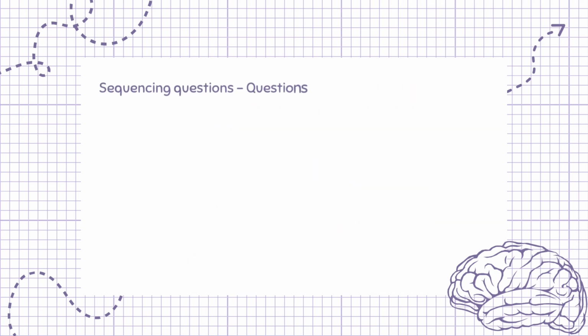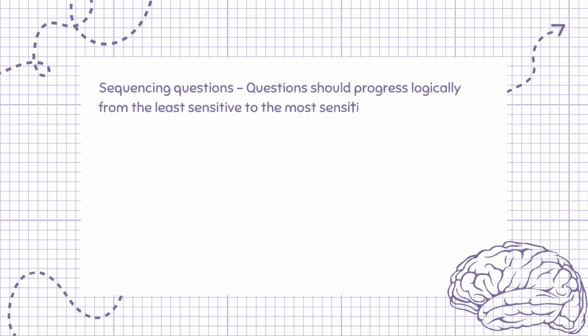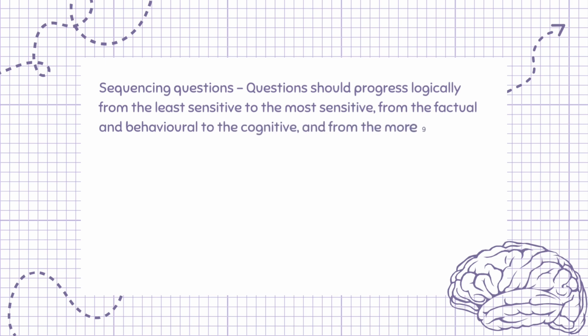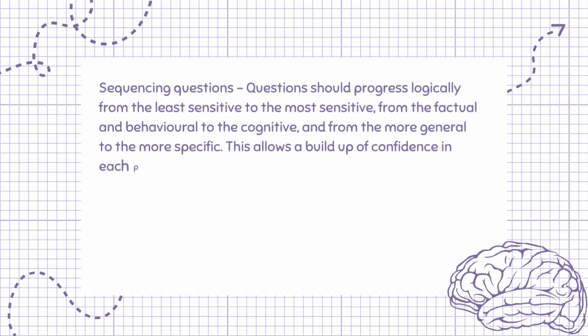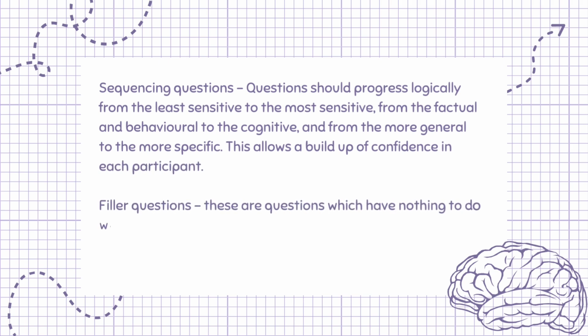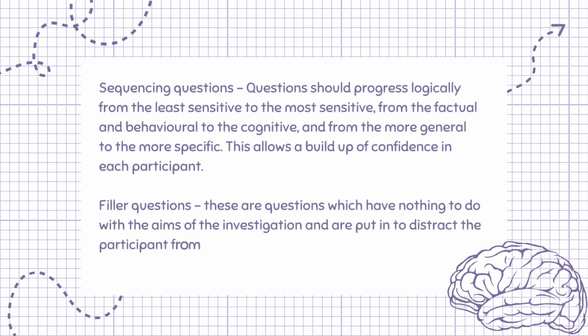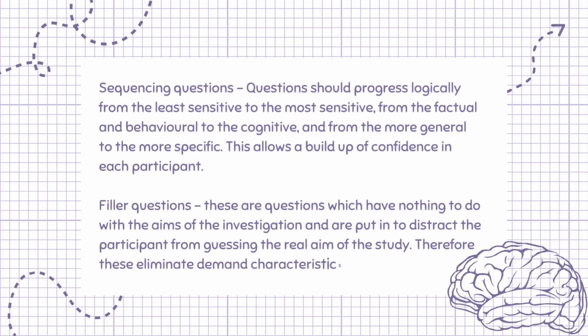Sequencing questions: questions should progress logically from the least sensitive to the most sensitive, from the factual and behavioral to the cognitive, and from the more general to the more specific. This allows a build-up of confidence in each participant. Filler questions: these are questions which have nothing to do with the aims of the investigation and are put in to distract the participant from guessing the real aim of the study. Therefore, these eliminate demand characteristics.